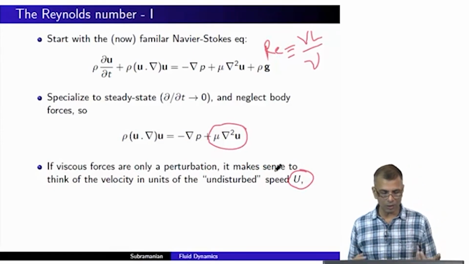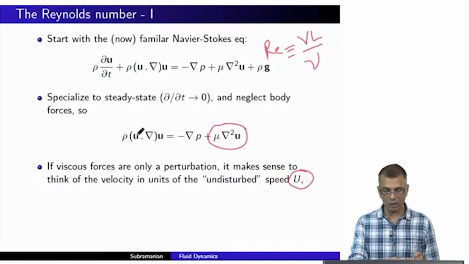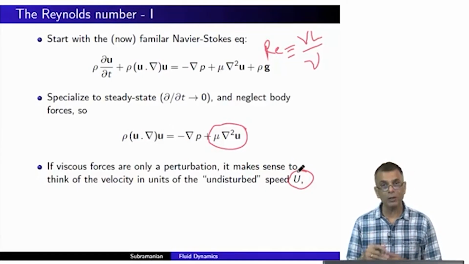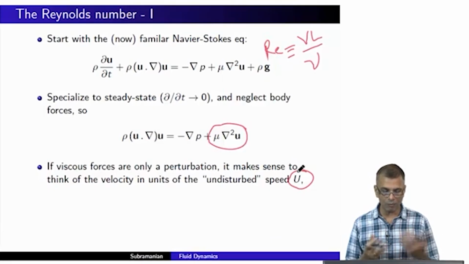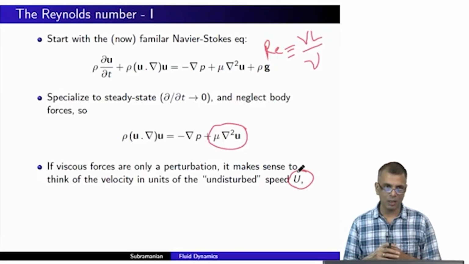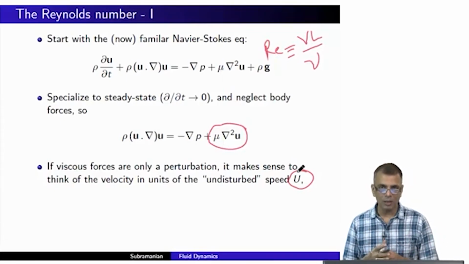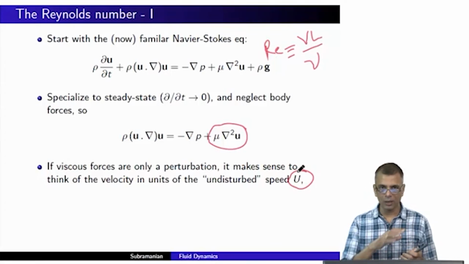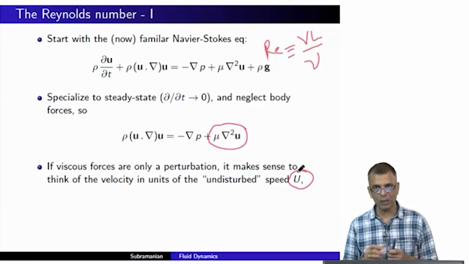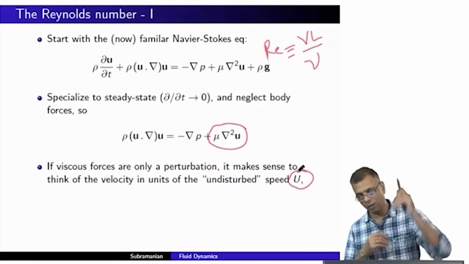Okay. So it makes sense to think of the velocity in units. In other words, whatever velocity you see here, the small u, we normalize this with respect to a capital U, where the capital U is sort of the undisturbed speed. If you want to think of a concrete situation, you can imagine a low viscosity fluid flowing past a sphere, and this capital U would be the speed of the fluid far away from the boundary of the sphere, sufficiently far away.